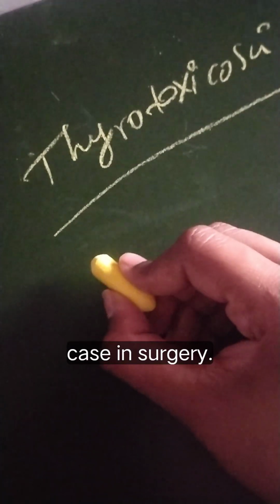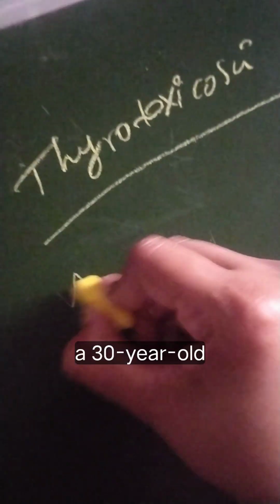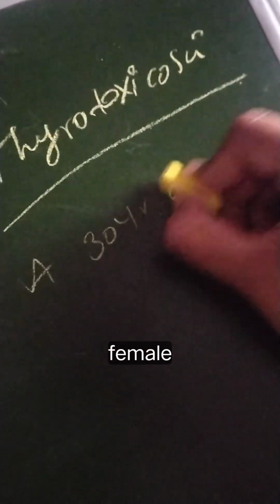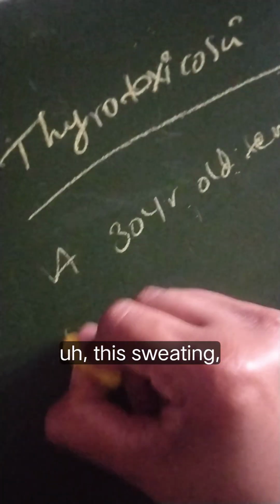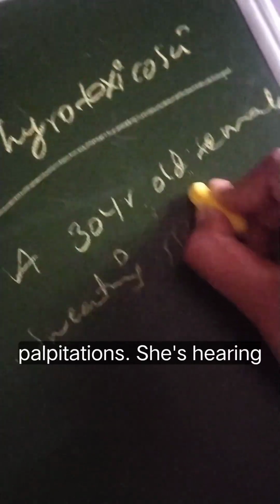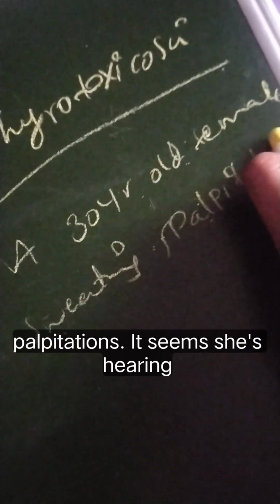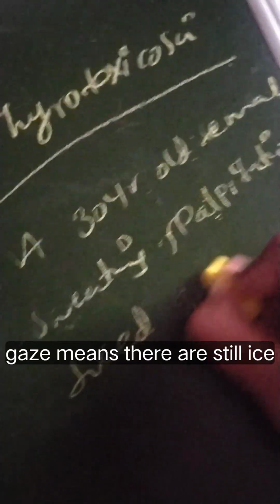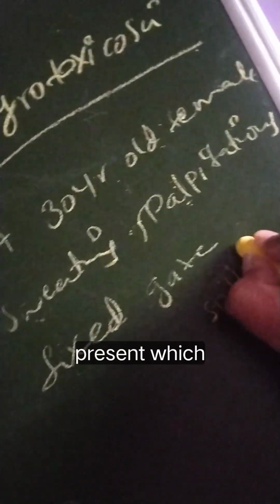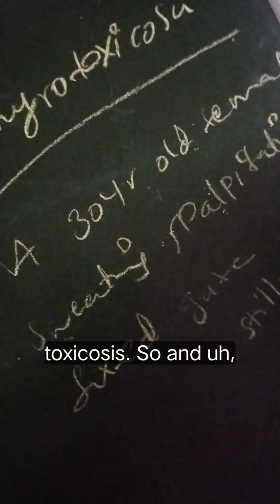So, actually, we saw a case in surgery. A 30-year-old female came to the OPD with sweating and palpitations. She is hearing her own heartbeat, and her eyes have a fixed gaze. Fixed gaze means there is a stare, which is the characteristic Stellwag sign in thyrotoxicosis.